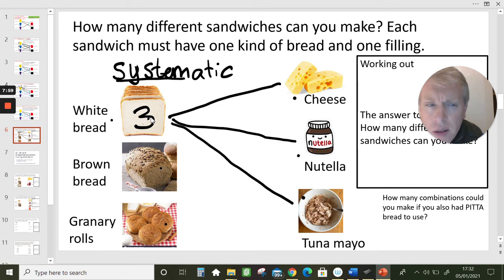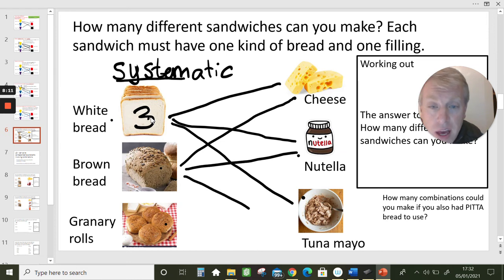What do you think? Well, if we draw it, we'll see. Brown bread, cheese, brown bread and Nutella, brown bread and tuna mayo. I've drawn 1, 2, 3. Another 3. Aha. What about the granary rolls? Can you see what it's going to be?